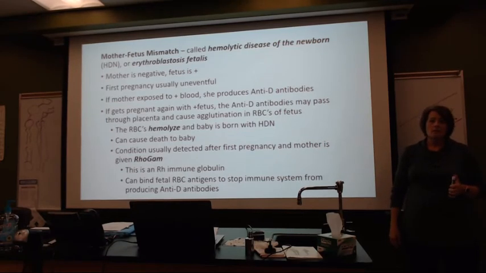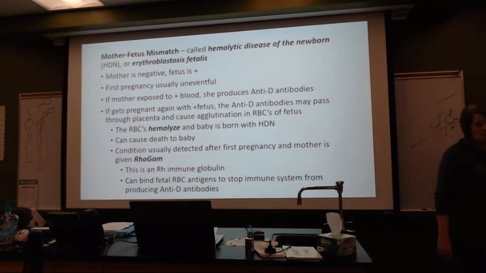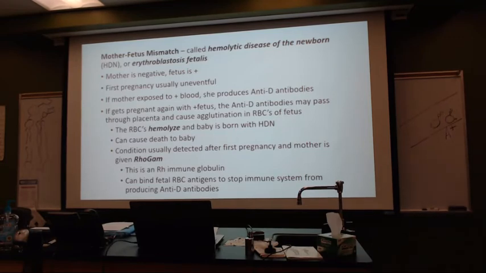Usually, a lot of times, it ends in death of the offspring because their red blood cells hemolyze. Lyse, burst. So their red blood cells burst. And that happens as the fetus is growing. Once the baby is born, they have the HDN, and it can lead to the death of the offspring.